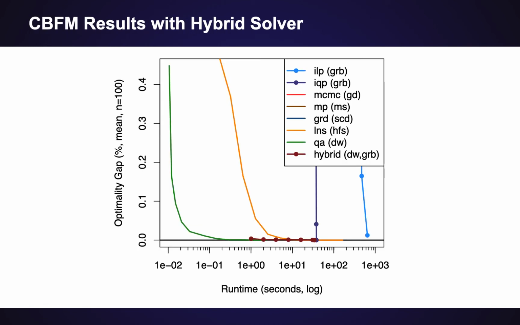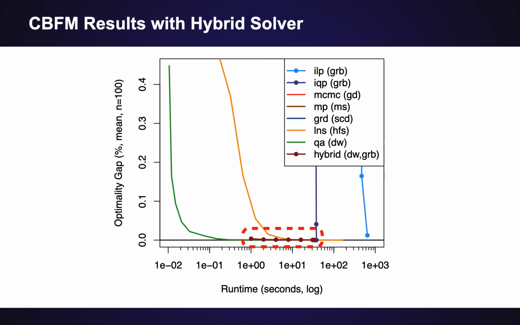So when you zoom in and you look at the performance of CBFM on this particular case, we now have a new algorithm, which is purple or dark red, called hybrid, which first runs the D-Wave, gets a good solution, and then feeds it into the IQP algorithm to further improve that. And what you can see here is that it always has a fantastic solution, even at the 1 second timeout. And then after some time, approximately 50 seconds, it has proven that that solution is the global optimum solution, maybe made a slight improvement to it, and then it can terminate.